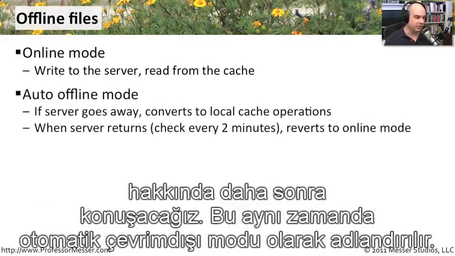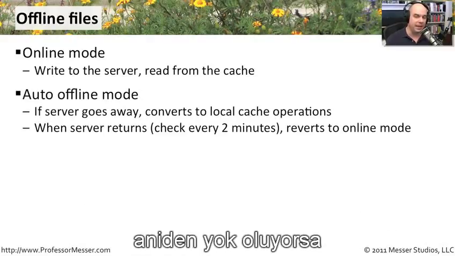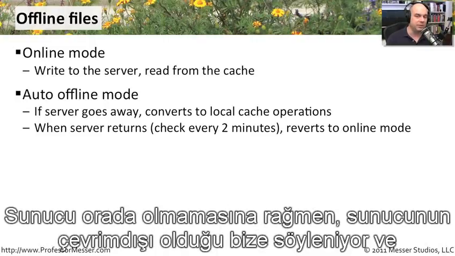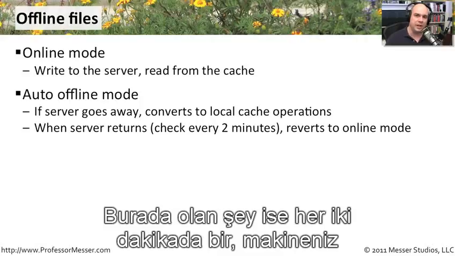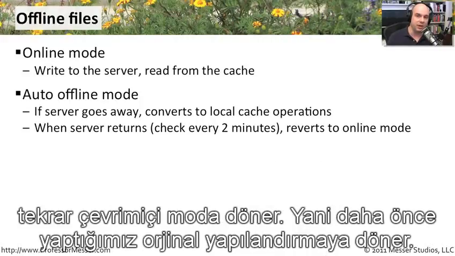There's also something called an auto offline mode, which means our server that we're connected to on that share suddenly disappears. And if that happens, our machine automatically goes to a local copy of the file to do whatever we need to do. Even though the server's not there, it will tell us that it's offline. We'll still be able to use it as if it's still available and on that computer. And what's going to happen is every 2 minutes, your machine will check and see, is that server back? Is the access to those files available to us again? And if it is, it goes back into its online mode and we go back to that original configuration.